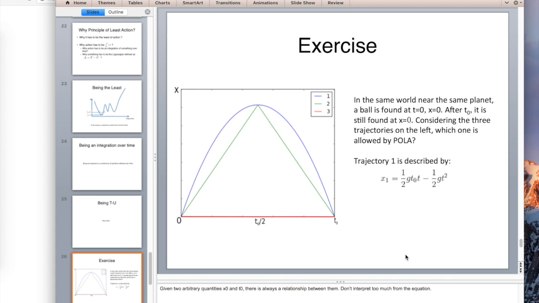The formula of trajectory 1 is given by x1 equals 1/2 g T0 t minus 1/2 g t squared. Specifically, I want you to think that both trajectory 1 and trajectory 3 can happen in our world under certain conditions. So why does one trajectory happen in one case while the other trajectory happens under some other condition?